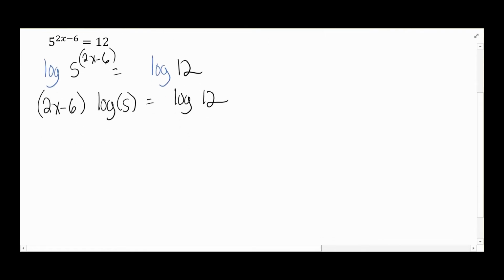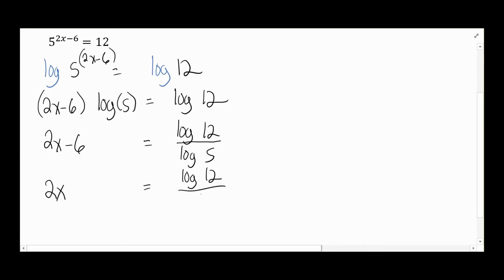Now we've dealt with problems similar to this before, but I want to go through two different approaches that we could take to this problem that are both going to get us the same answer, but the answers might look a little bit different. One approach at this point is to divide both sides by that log 5. That would give us 2x minus 6 equals log 12 over log 5, at which point we could add the 6 to the other side. So we have 2x equals log 12 over log 5 plus 6.